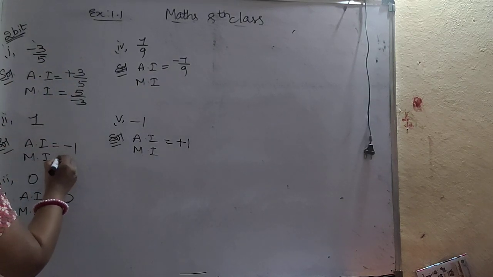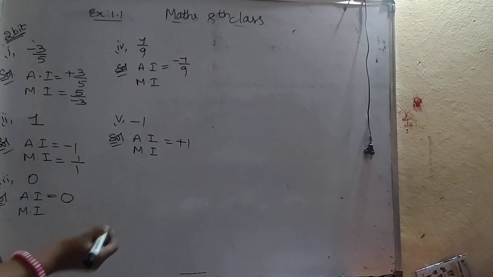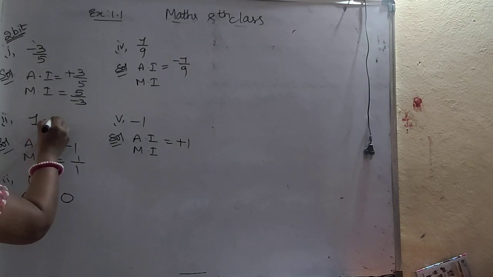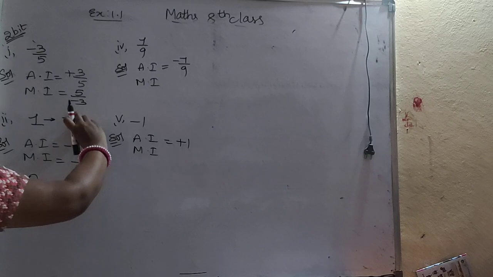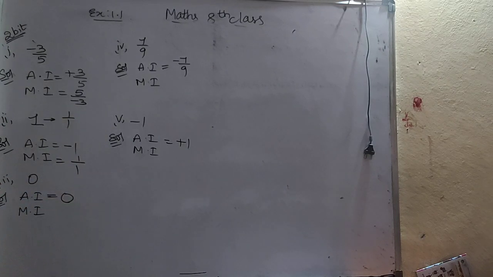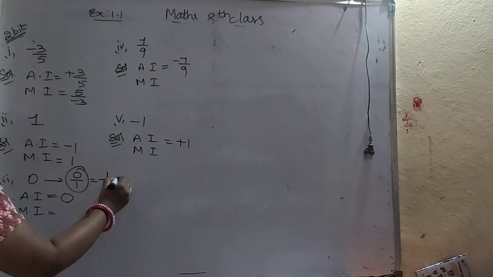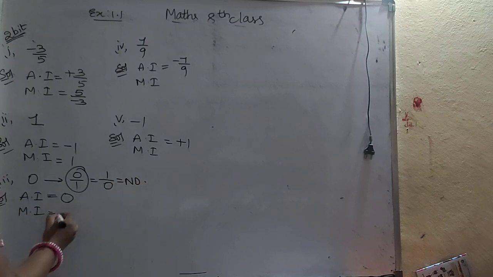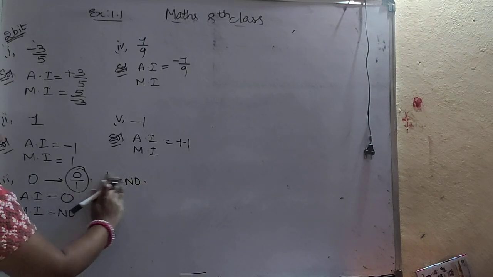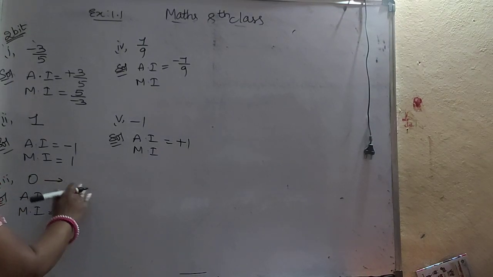For 1, the multiplicative inverse will be 1 itself, because we can write this 1 in the form of 1 by 1. If you reverse this, again it will be 1 by 1 only. So the multiplicative inverse will be 1 itself. For 0, 0 can be written in the form of 0 by 1. If you reverse this, that will be 1 by 0. 1 by 0 is nothing but not defined. So the multiplicative inverse of 0 will be not defined.